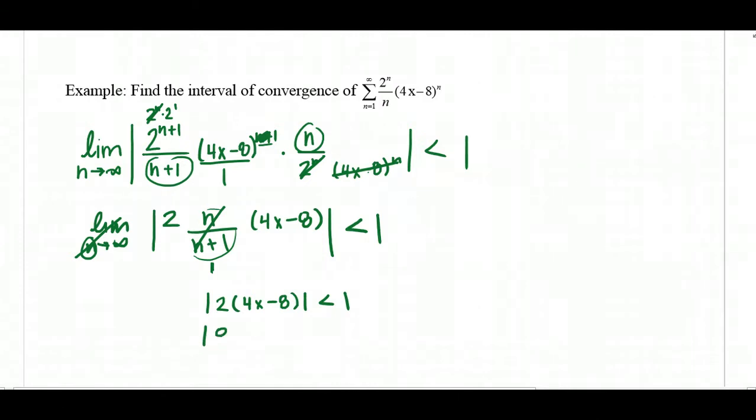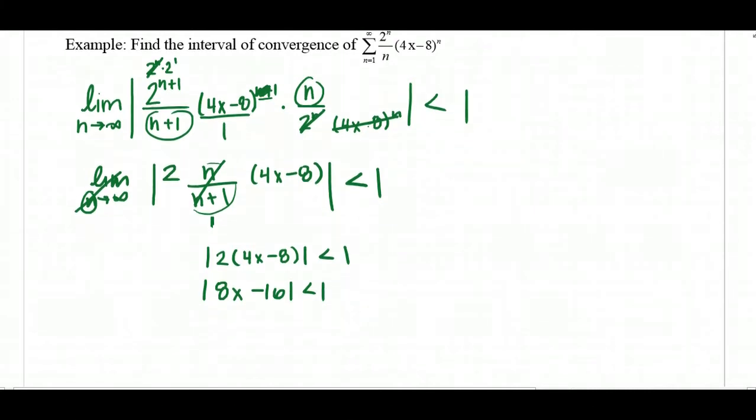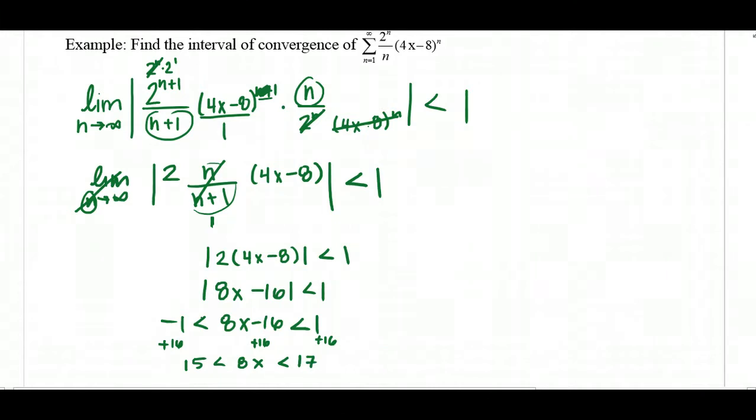So I have 8x minus 16 has to be less than 1, and I'm solving for the x values here. So what I want is for negative 1 to be less than 8x minus 16 to be less than 1. I'm going to add 16 to all three parts, so I get 15 is less than 8x is less than 17. And then divide everything by 8.